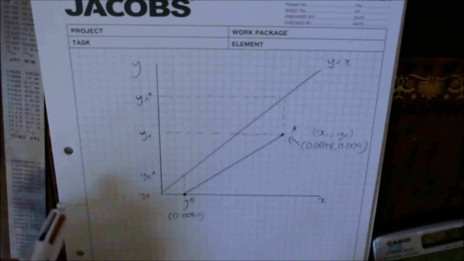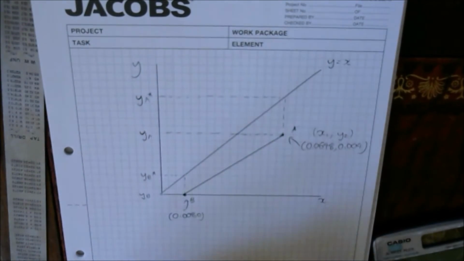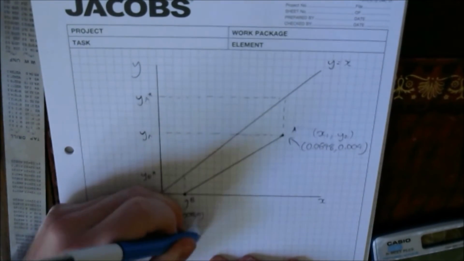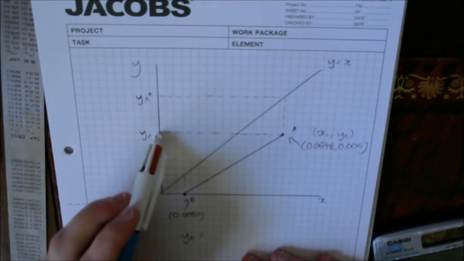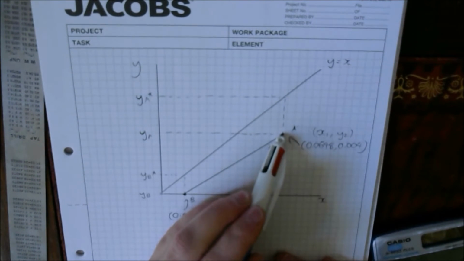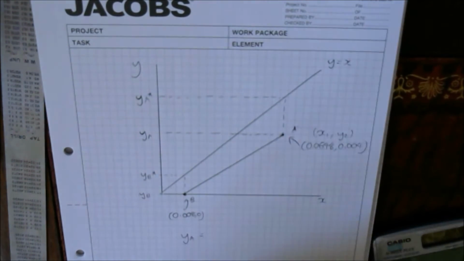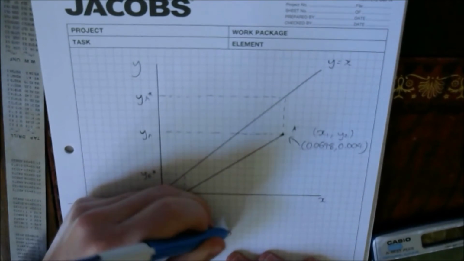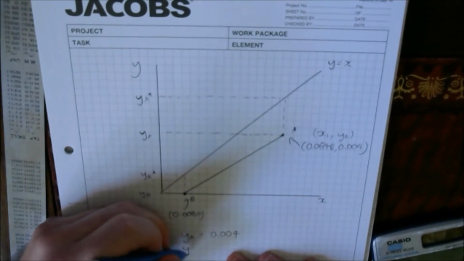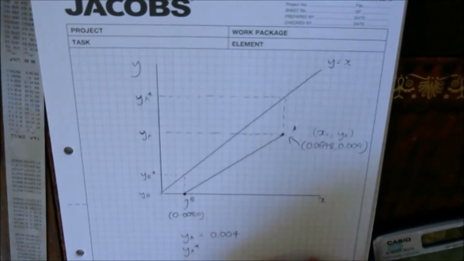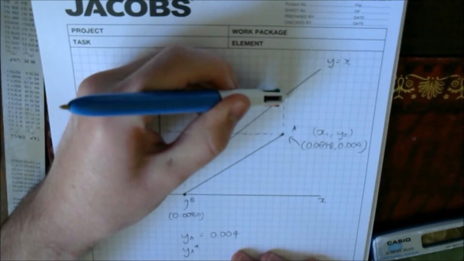So if you think about it, let's just write this out, YA is simply the y coordinate of this point here, so that's going to be 0.004. YA star, however, that's going to be this point up here.